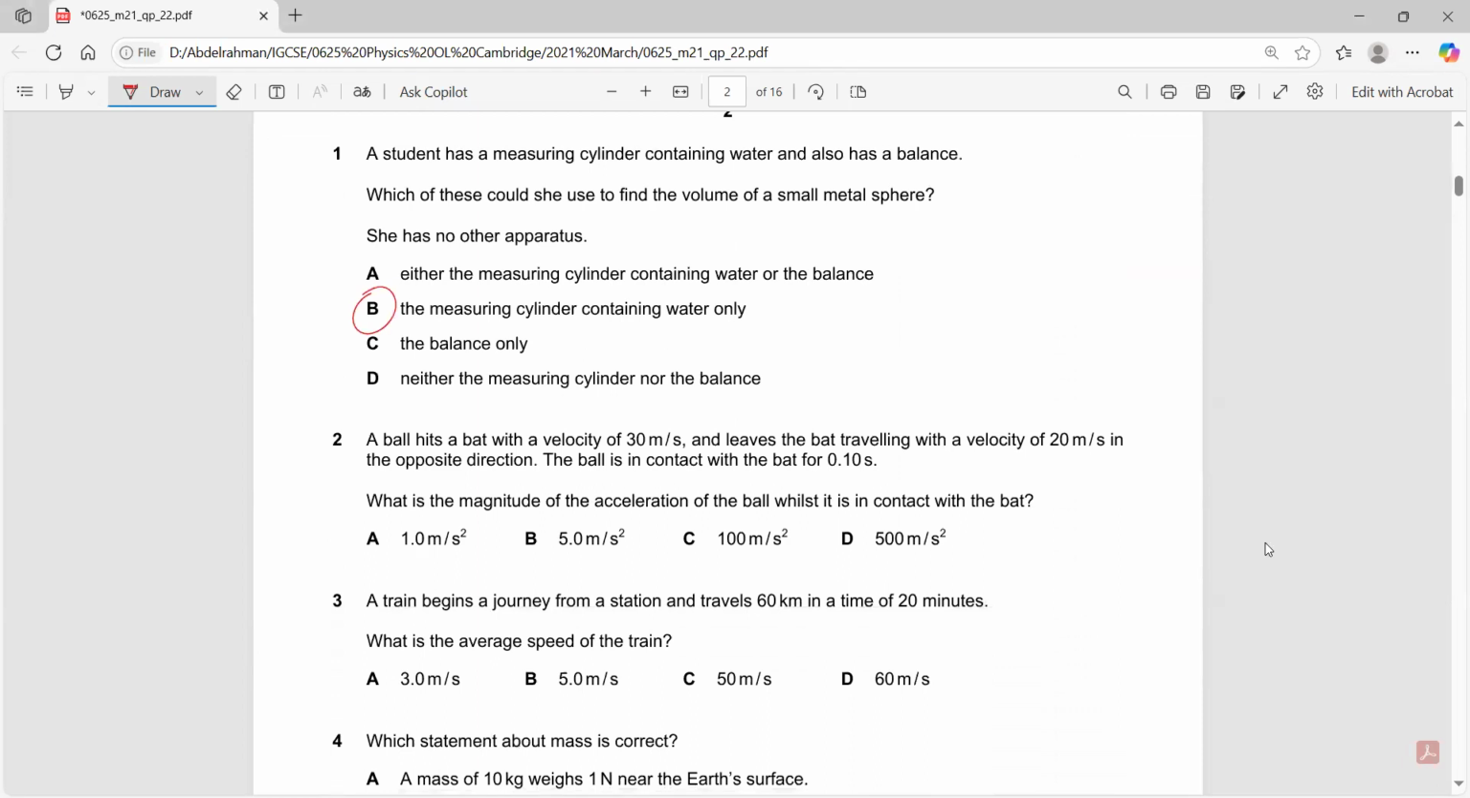A ball hits a bat with a velocity of 30 meters per second. It leaves the bat with a velocity of 20 meters per second in the opposite direction. The ball is in contact with the bat for 0.1 seconds. What is the magnitude of the acceleration in contact? Can I find the acceleration? Yes, I can find the acceleration.